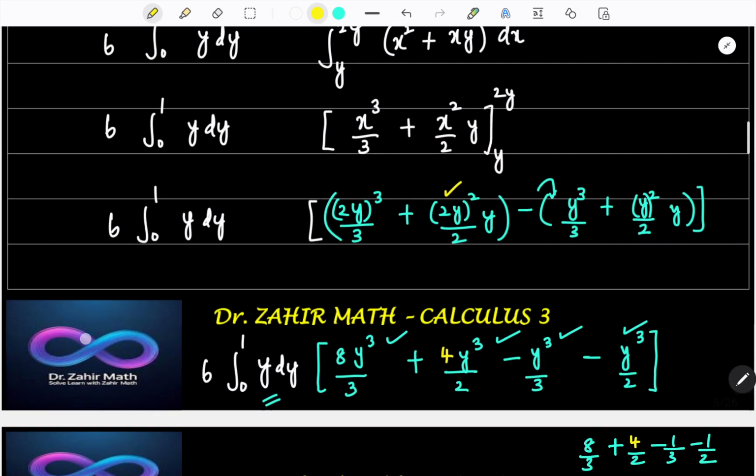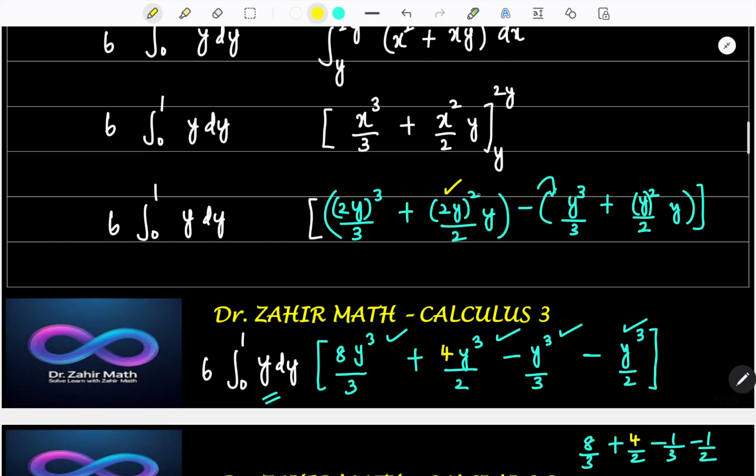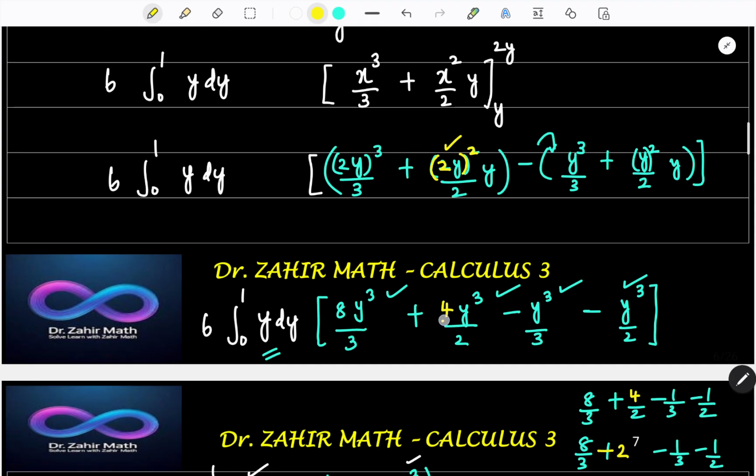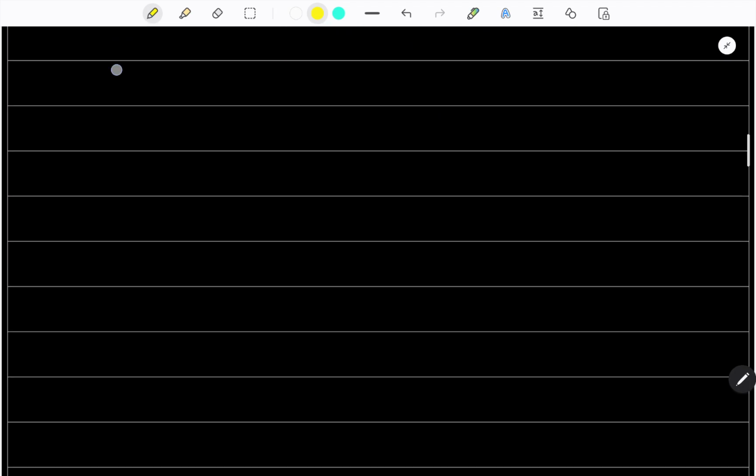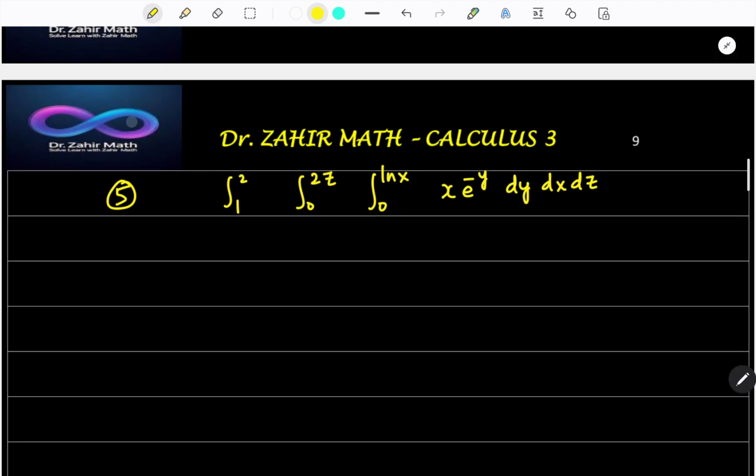So let me tell you again. This is 2y squared, 2y the whole square. So 2 square is how much? Which is 4. And then this is y square multiplied by y, which is y power 3. Okay, so keep that in your mind. Let's go to the next question.